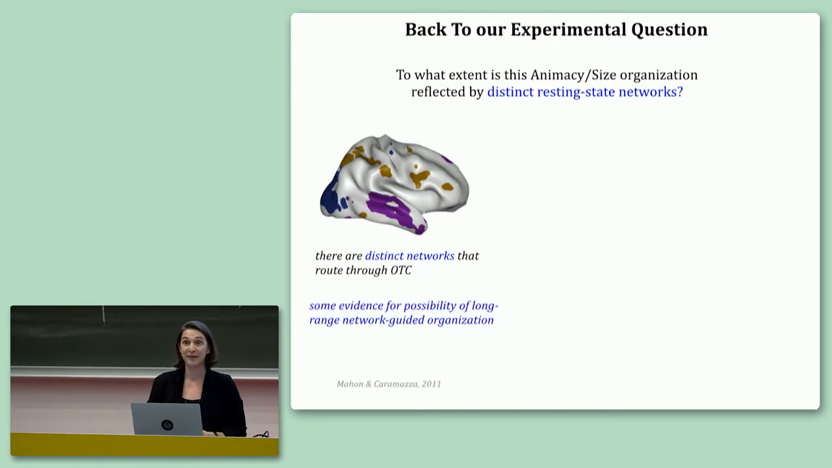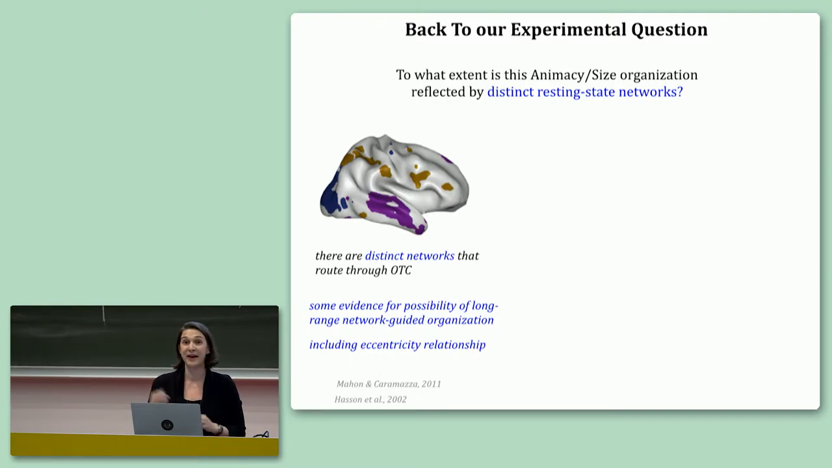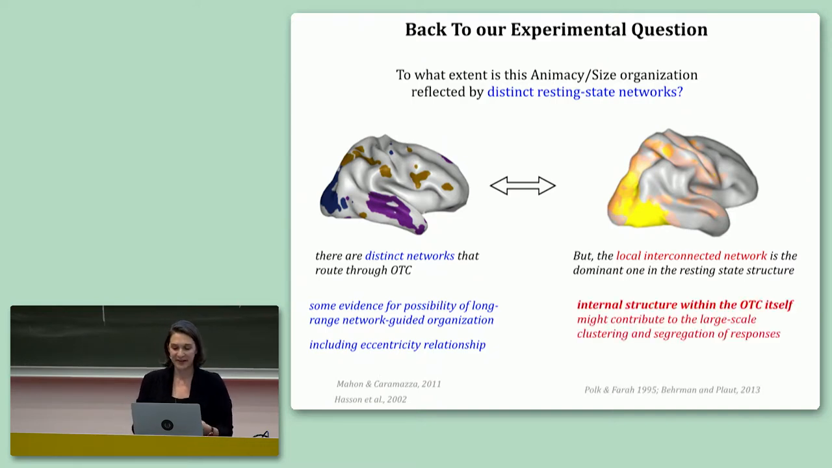And I think this shows that there's some evidence for the possibility of long-range network-guided organization. And this includes not just beyond the visual system, but also differences with early connectivity in early visual cortex. But the local interconnected network was actually the dominant one in the resting state structure, which is not what we were expecting, which suggests maybe that the internal structure within the occipitotemporal cortex itself might be contributing to the clustering and segregation of object responses in maybe a self-organizing type way.